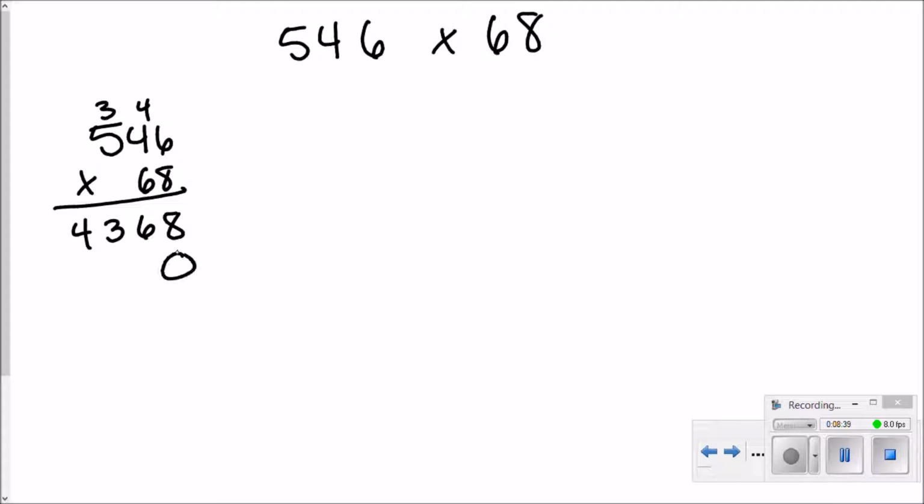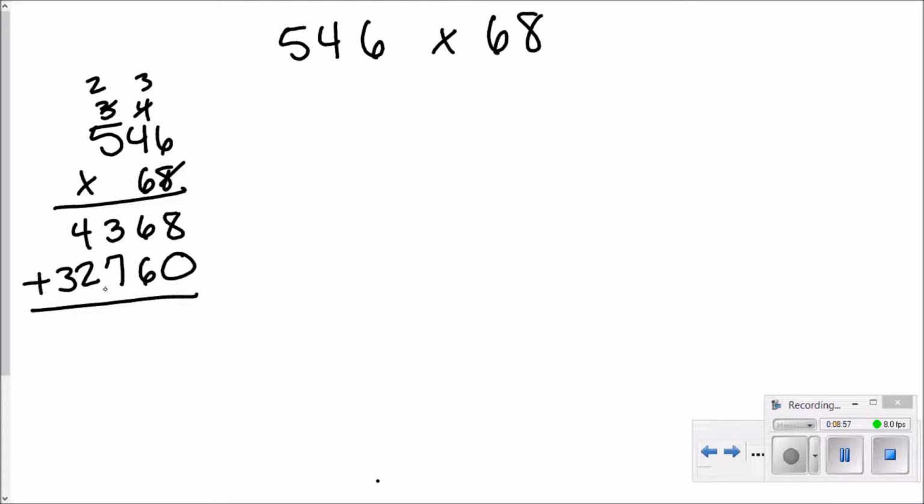We're going to put this 0 in down here because, again, we're moving to the tens place, so we're multiplying by 60. So 6 times 6 is 36. Carry the 3. 6 times 4 is 24. Plus 3 is 27. Carry your 2. 6 times 5 is 30. Plus 2 is 32.